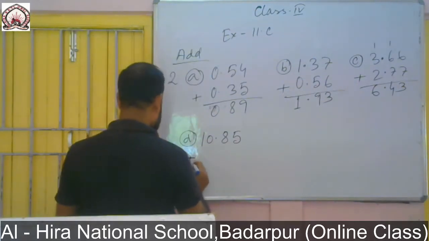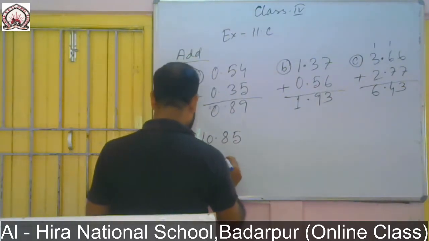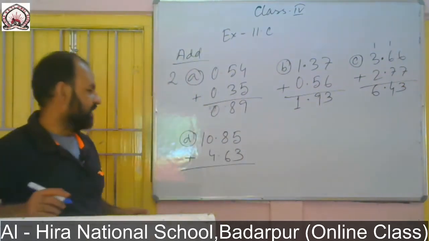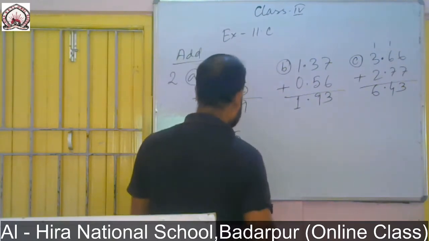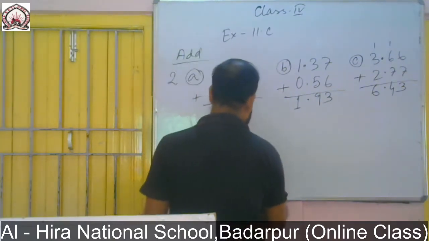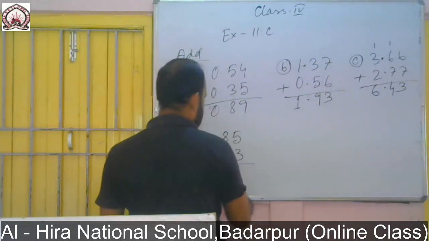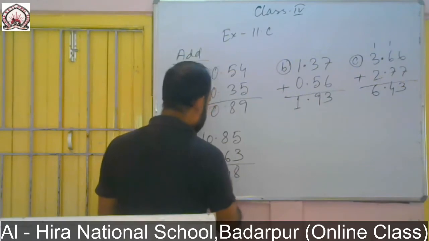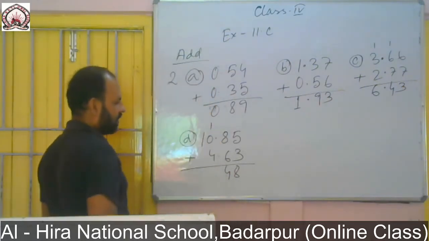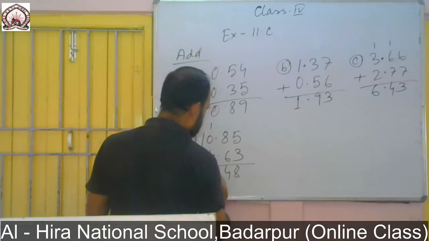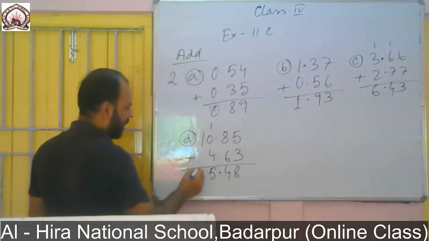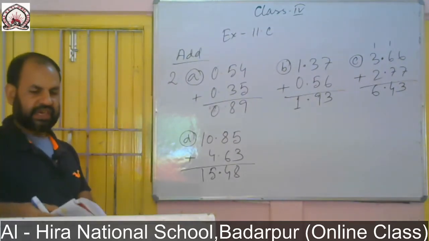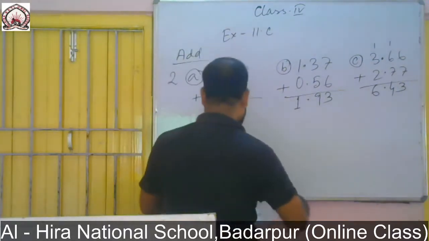10.85 plus 4.63. 5 plus 3 is equal to 8, and here 8 plus 6 is equal to 14, 4, 1 in my hand. Here 4 plus 1 is equal to 5, and point is straight, here 1. So answer is 15.48. Next question number E.